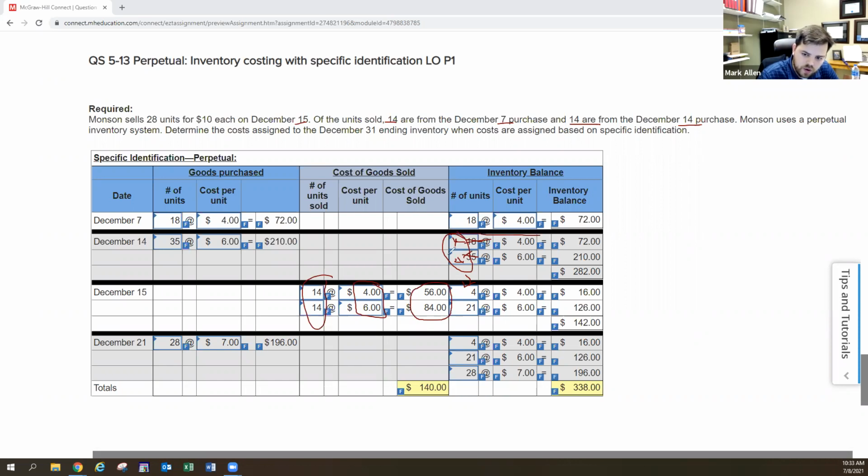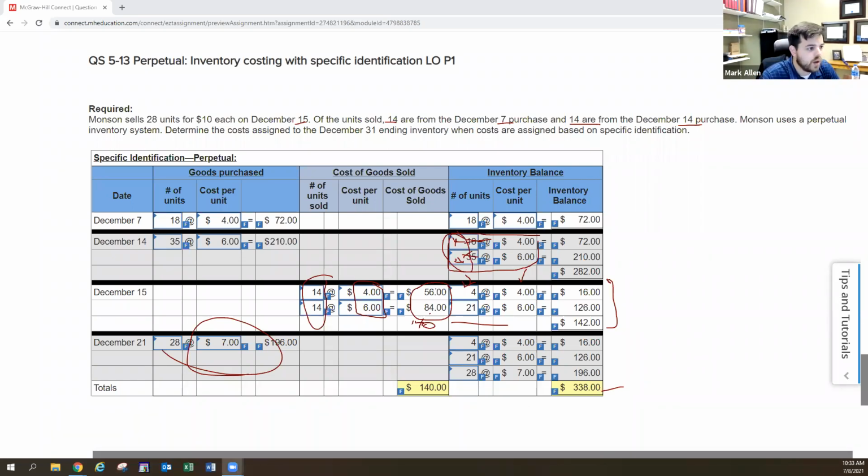This right here, then simply pulls straight down, giving us the ability to see 56 plus 84 is 140. And then 16 plus 126 is 142. 140 plus 142 is 282. So that worked out nice and easy. And then of course, we just add in the new information here from the 21st, and that pulls down to give us an ending inventory balance of $338.